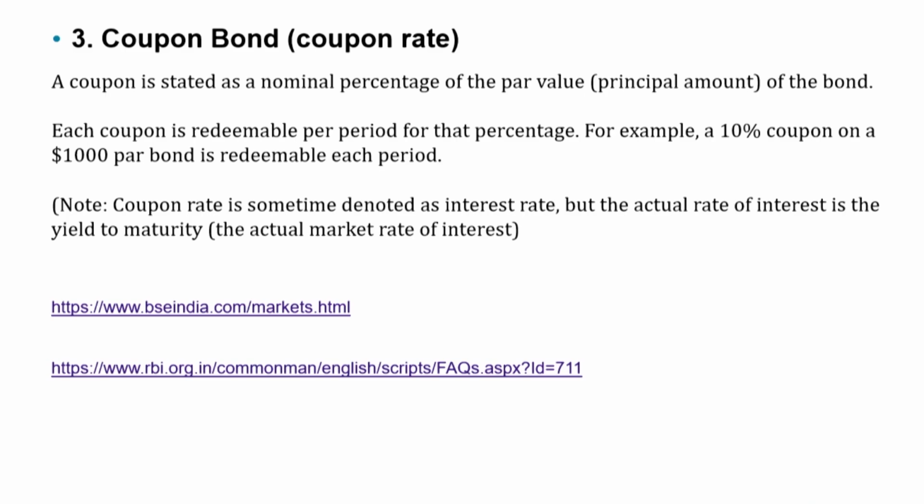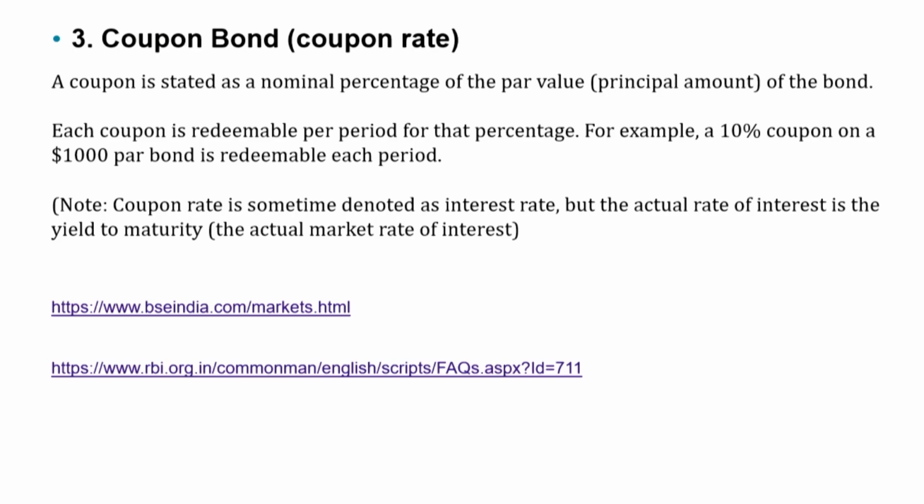Just to make the idea very simple, for a 10-year bond, suppose the government is giving you 10% coupon rate every year. That means whoever is holding this bond will get 10% coupon or interest income from the government, the supplier of this bond. That is the agreement here. A coupon is stated as a nominal percentage of the par value, that is the principal amount of the bond. Each coupon is redeemable per period for that percentage.